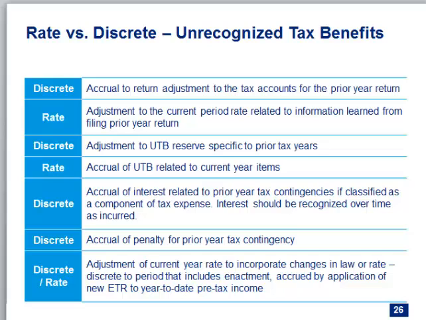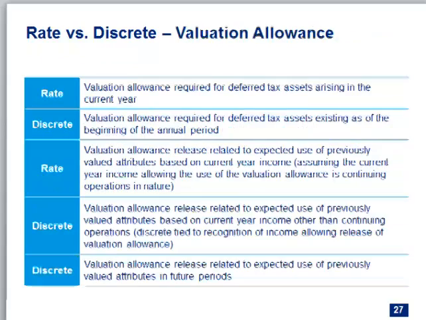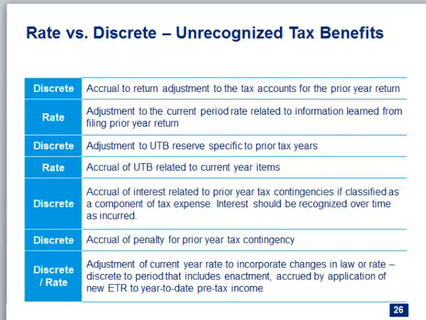Okay, so this slide right here, this slide and the next two just have a bunch of examples of what's rate versus discrete. So if you're listening to this conversation and you're like, this is interesting, I want to know with a little more detail what we're talking about, you can scan that on your own time. It's pretty straightforward. But remember that general rule: if it impacts current year, it's probably a rate item, and if it impacts something other than current year income, it's probably discrete. That's a pretty good general rule of thumb.